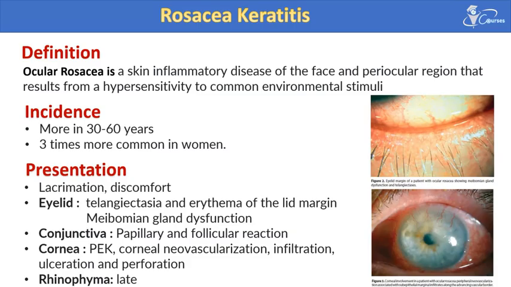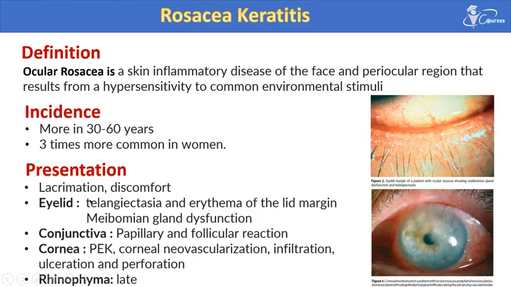It's called rosacea. This rosacea will involve the skin. So what is the location of the skin in the eye? It will be in the eyelid. So the hallmark for this disease is that they will have, again, lacrimation, discomfort, photophobia, but not pain.